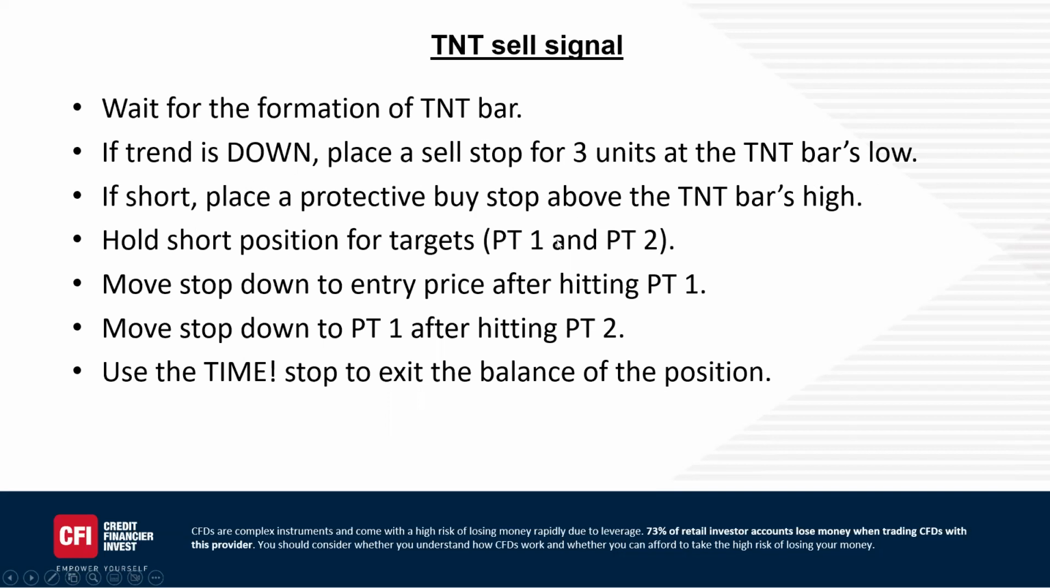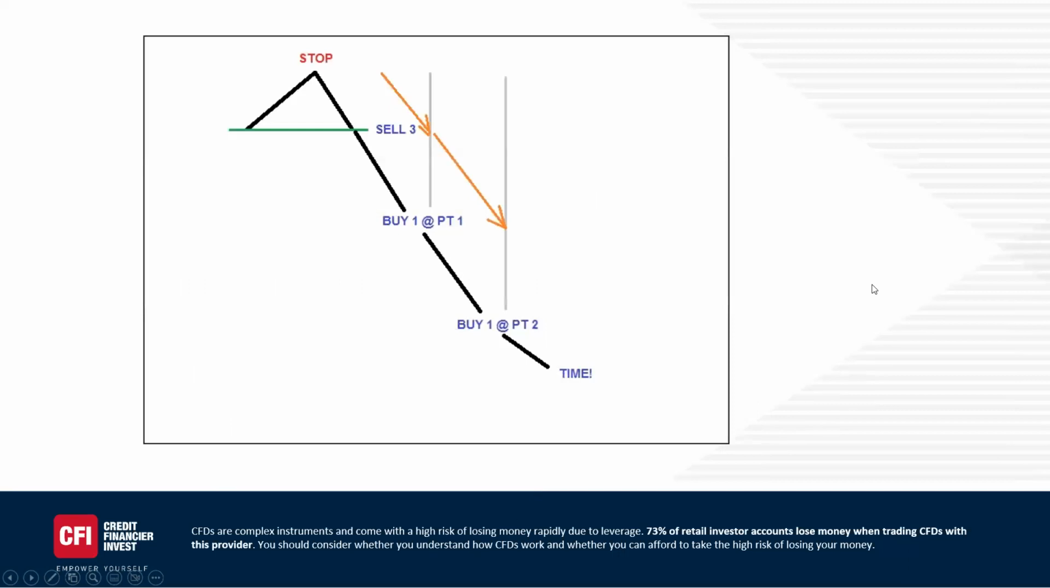I calculate my PT1 and PT2, prices at which I'll take partial profits. And as the market breaks down, I'll be moving my stop along with it to predefined reference points to reduce risk and to lock in profits. At the end of my allocated time, the shelf life of the trade, I'll simply get out regardless of whether it's in profit or loss, and then move on to the next trade. So here's the graphical representation of the bearish TNT.